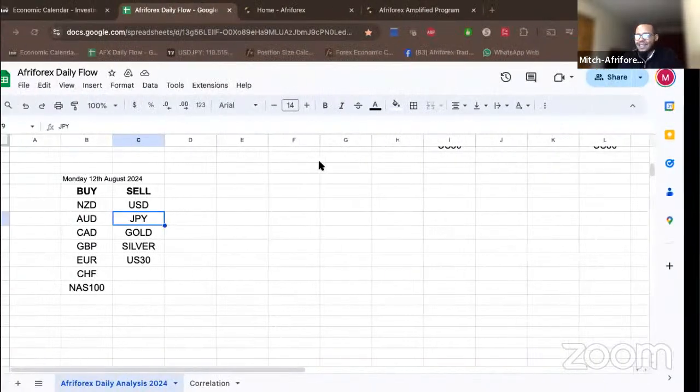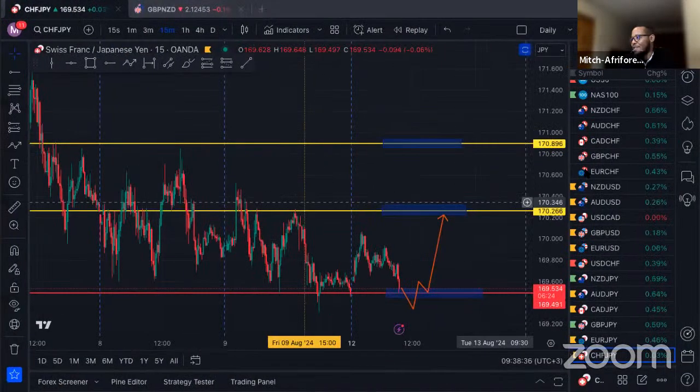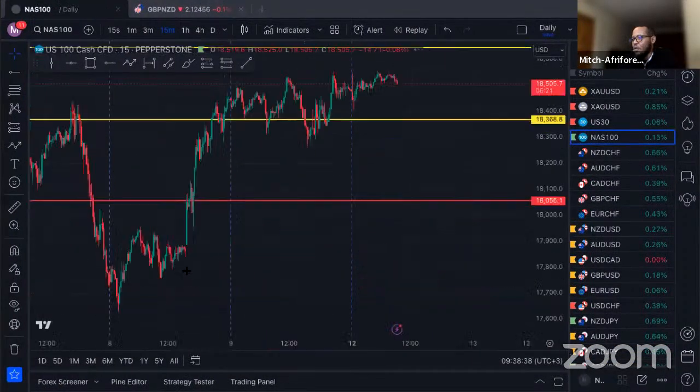As you can clearly see, we'll mix and match the US dollar and the yen pairs with all the pairs on the buy side. So right now we're going to have a look at the indices before we have a look at gold and silver. So we'll start off here with the NAS 100.